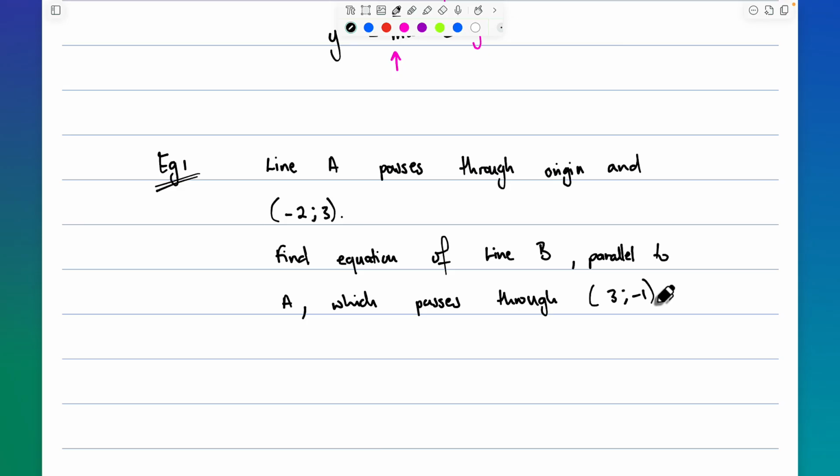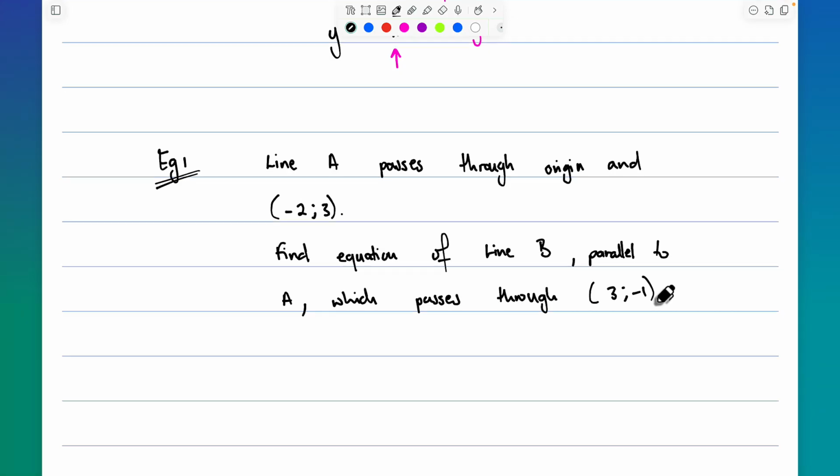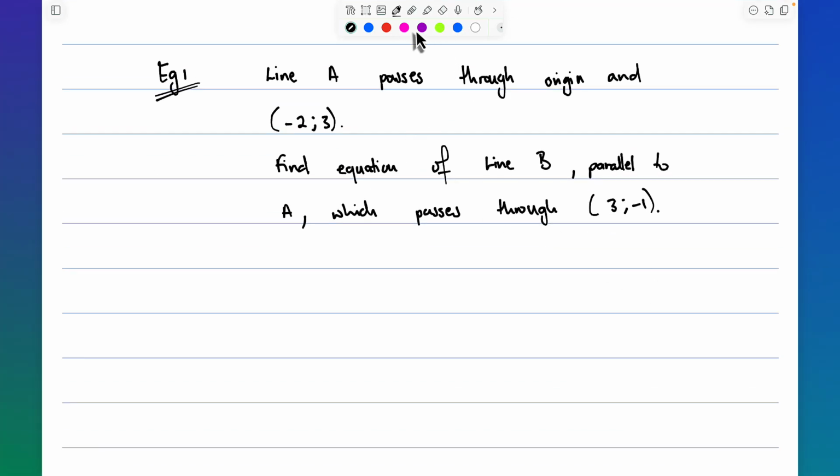Okay, cool. So you're given 2 points, right? And essentially what we're being asked to do in this question is to calculate y is equal to mx plus c for line B, right? We need to calculate the equation of line B, which means for line B, we need to figure out what the gradient is. And then once we get the gradient, we can calculate what the c is. But we're only given 1 point on this line. So how are we supposed to know what the gradient is?